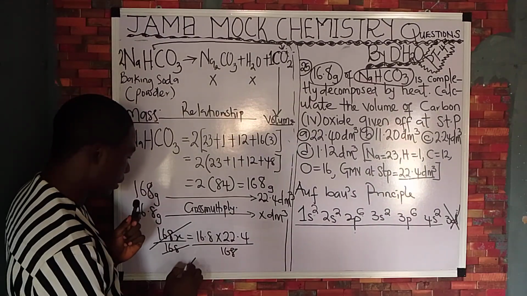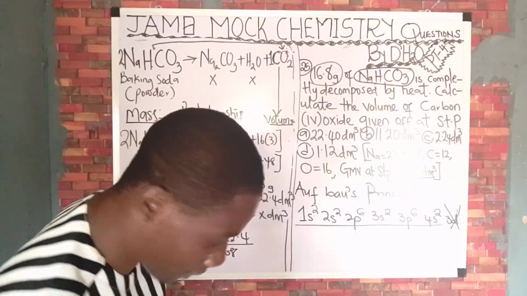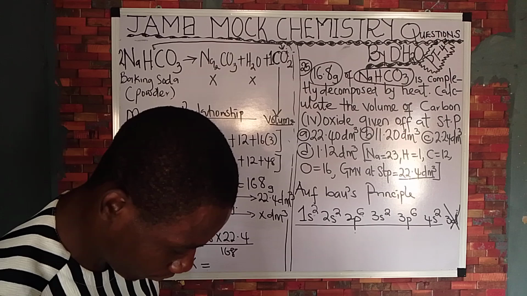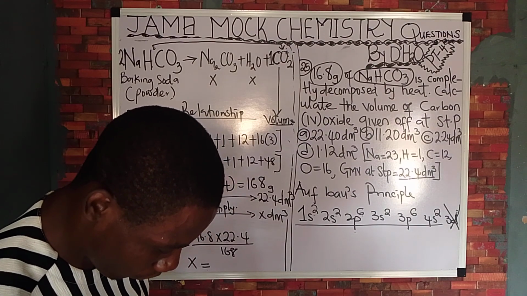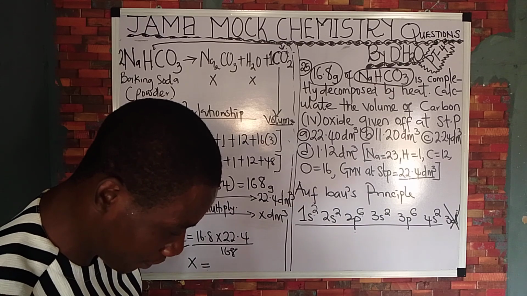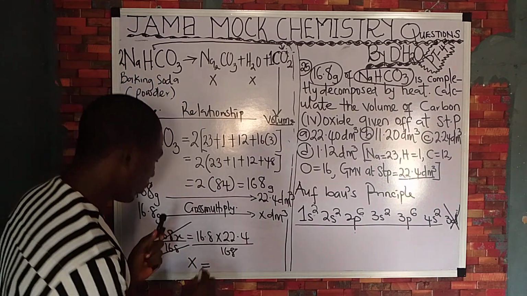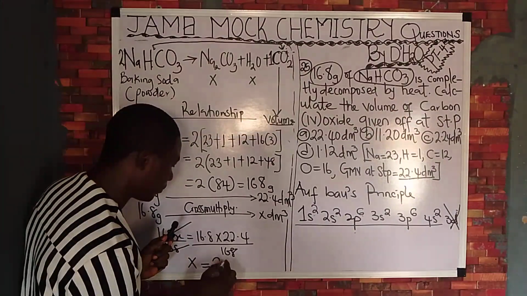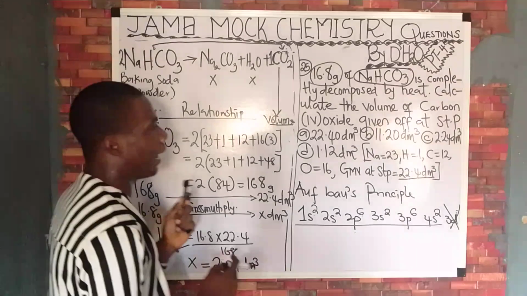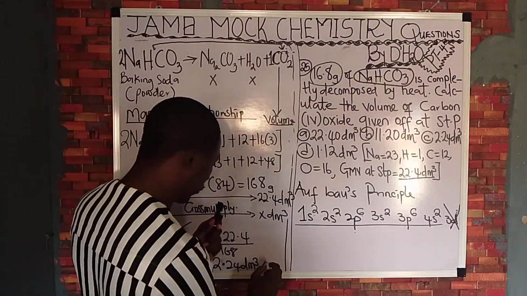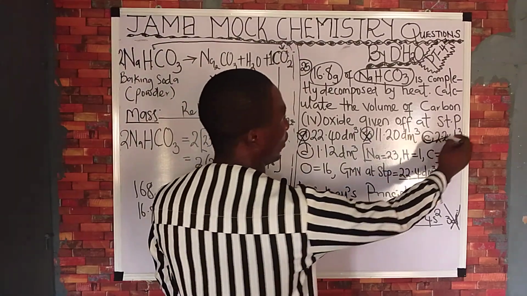This x is equal to 16.8 times 22.4, then divide by 168, which will give us 2.24 dm³. So what we have here is 2.24 dm³. So the answer is not A, it is not B. The answer is C.